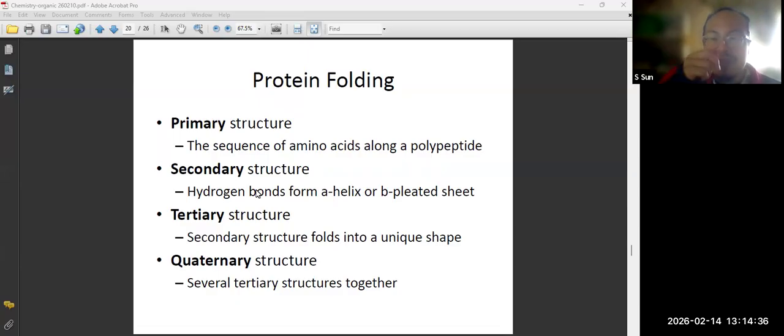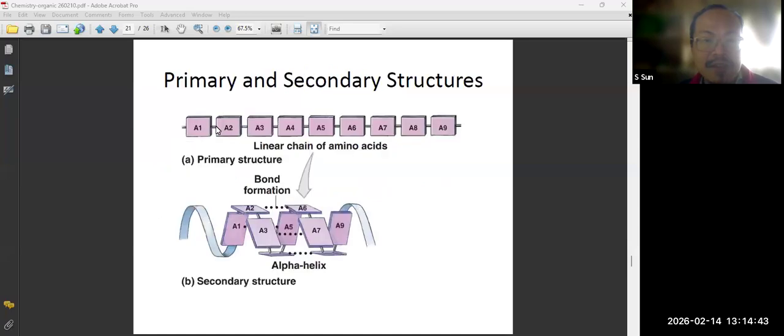You can start with the linear structure, a string, and fold it. Let me show you here. Secondary structure right here. You have the long A1, A2, that's amino acids, a linear chain of amino acids. That's the primary structure. Then you can fold it in a way like a coil. This is alpha helix. That's a way to describe that coil.